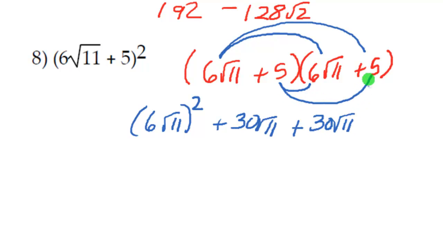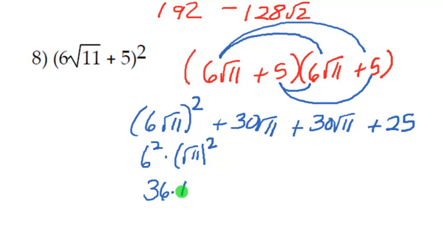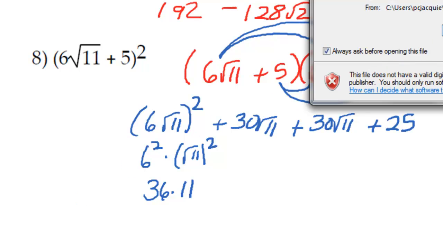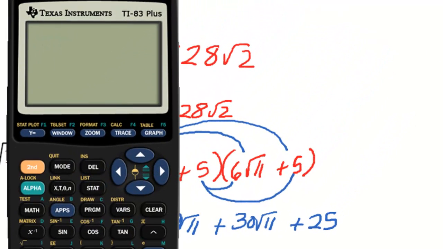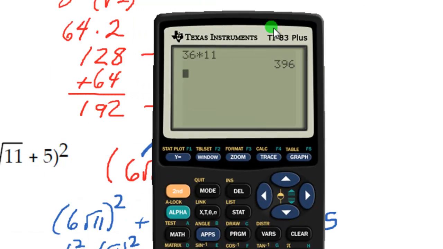And finally the last, which is 5 times 5, which is 25. And here we get 6 squared times square root of 11 squared. So that's going to be 36 times 11. That's a big number. I want to take out the calculator for that one. Okay, 36 times 11. 396. Okay, so 396.